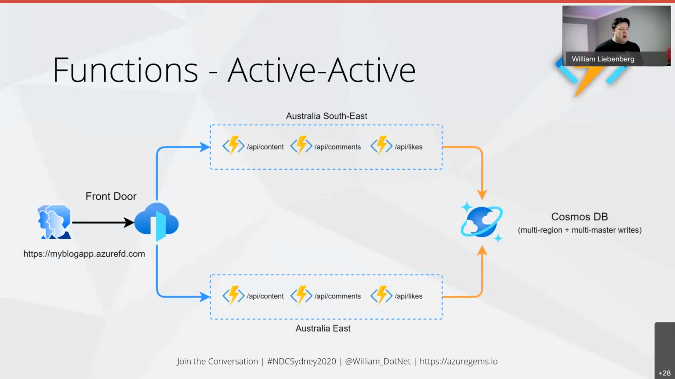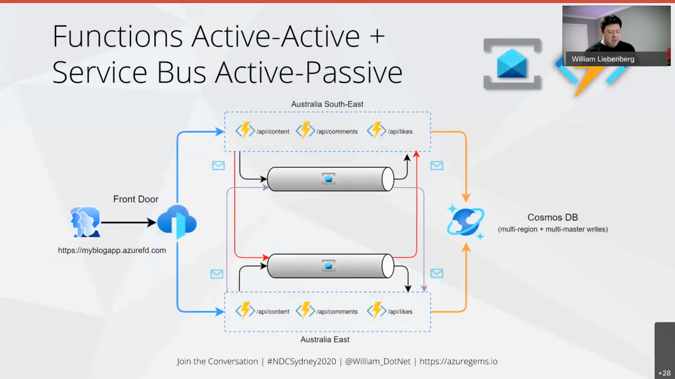But now if we take the 2 patterns that we looked at for high availability, and we combine them into the whole setup here. So we have our Front Door running our applications across regions, and we have a highly available service bus set up here, and we want to follow that active-passive pattern for service bus. This is what it looks like.